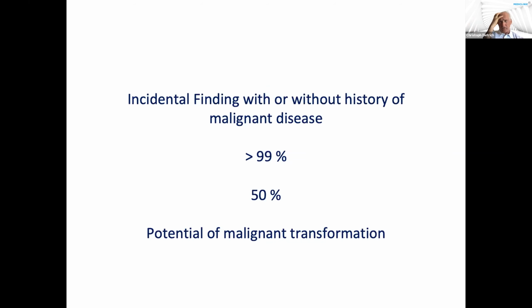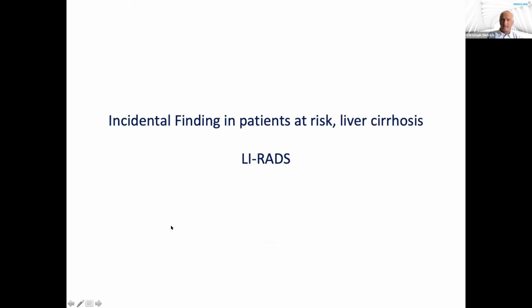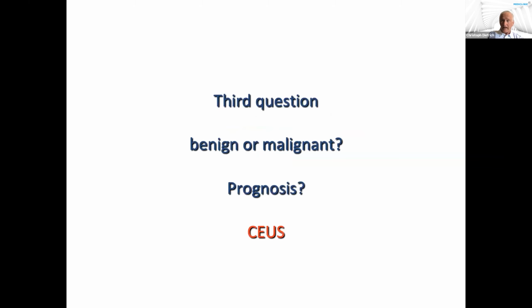And then we have also to think about the potential of malignant transformation. Incidental findings, patient at risk, liver cirrhosis is classified according to the Liver Imaging Reporting and Data System, and a few ideas at the end of the lecture. Third question is if the lesion is benign or malignant, the prognosis. We will talk a little bit about that.